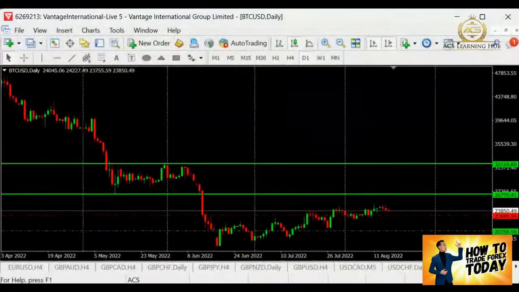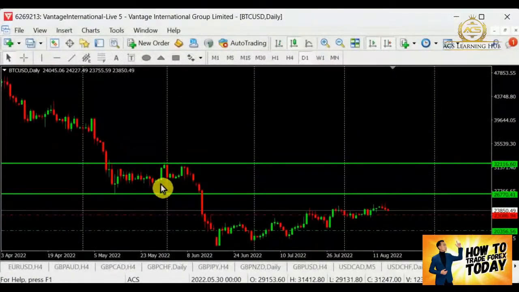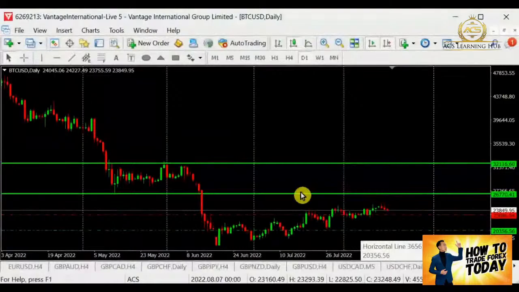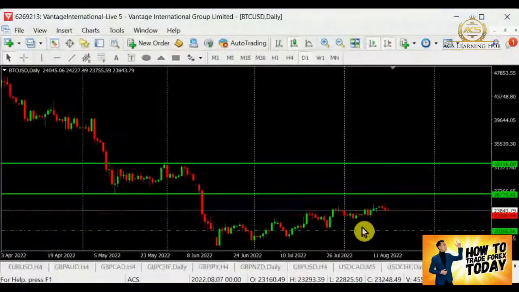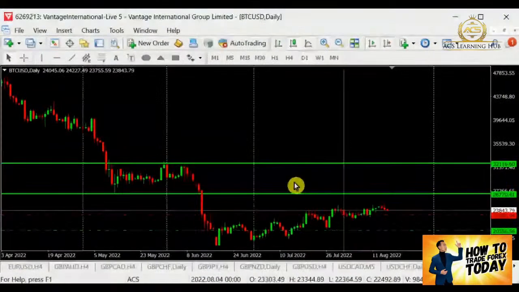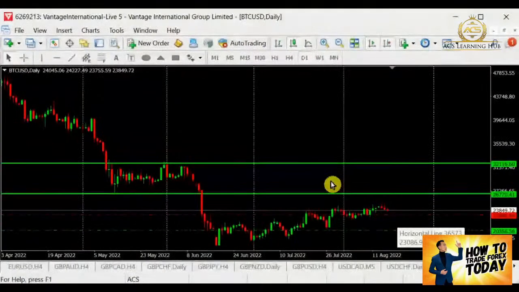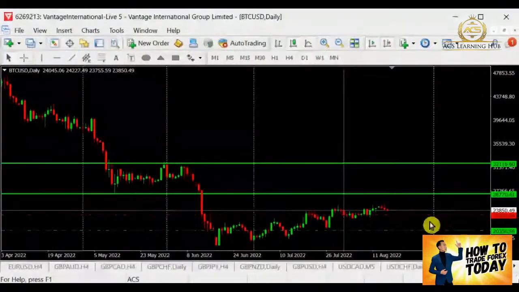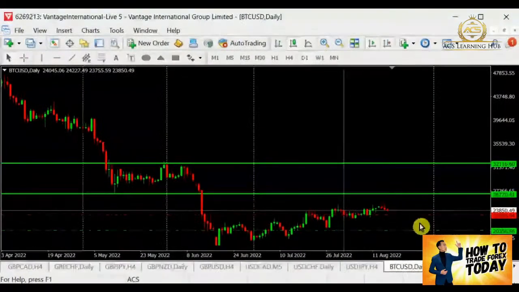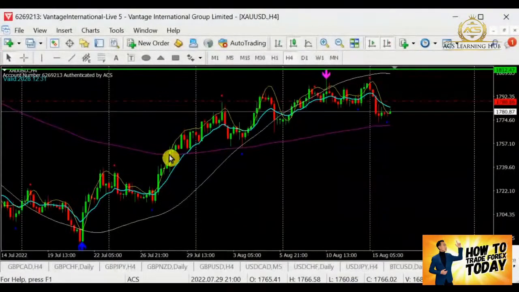All right, Bitcoin, we are running at 23.8 right now. Over here it is coming back for selling to 23,086. So that is one of the target prices I'm looking at.